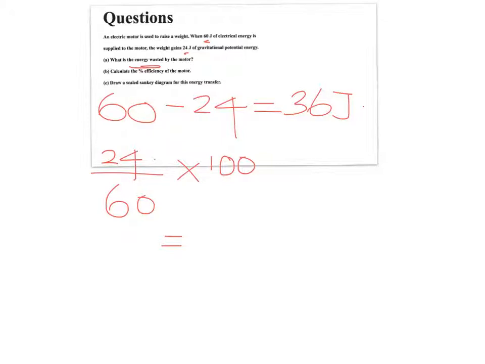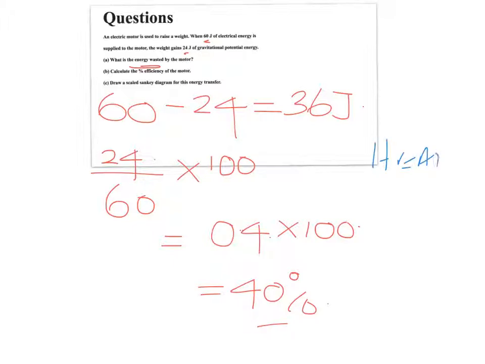Just sticking this into the calculator here. That works out at 0.4, so I was right, 0.4, and then it's times by 100. It's our 40%. Okay, so we have an electric motor here which is 40% efficient. The wasted energy here that you always need to think about is going to be heat and sound.